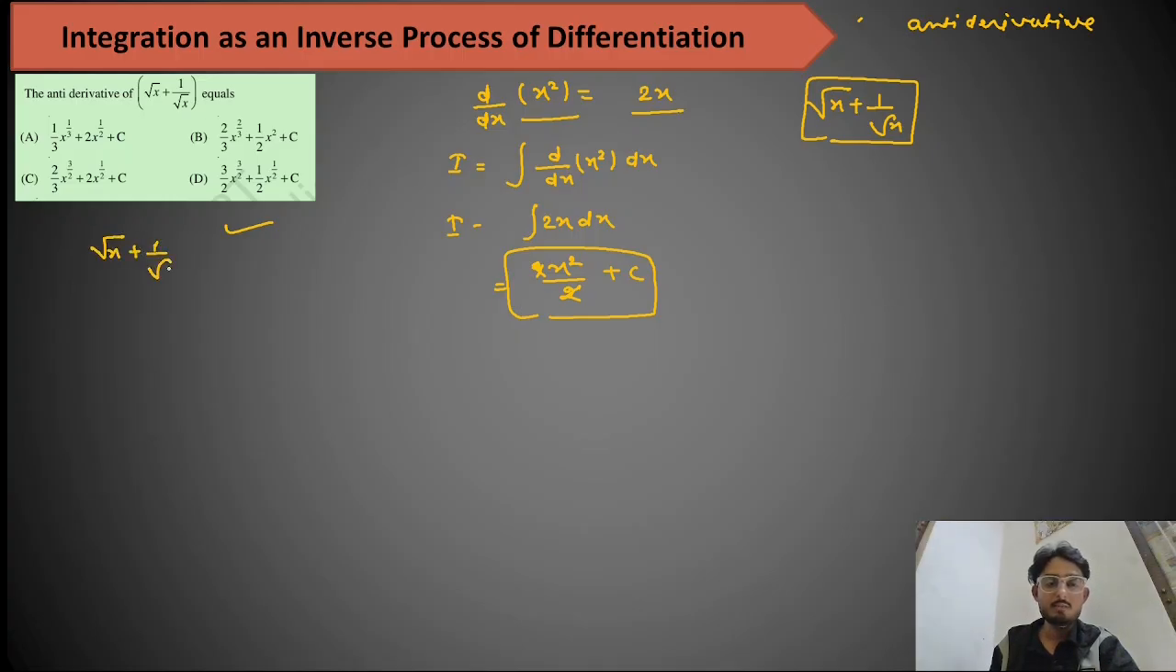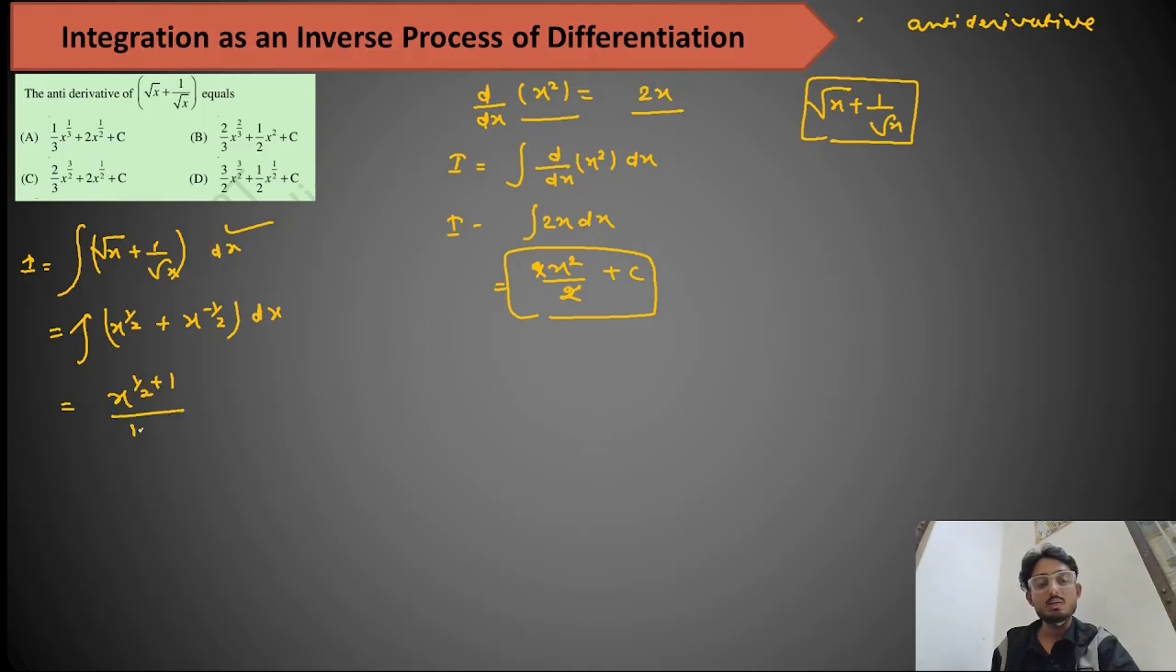So here is the term, you have to find the integral of root x plus 1 upon root x dx. First of all, root x means x to the power 1 upon 2, and 1 upon root x means x to the power minus 1 upon 2, dx. When you integrate, you will get x to the power 1 upon 2 plus 1, over 1 upon 2 plus 1. In the second term, you will get x to the power minus 1 upon 2 plus 1, over minus 1 upon 2 plus 1, plus c. This is the answer.